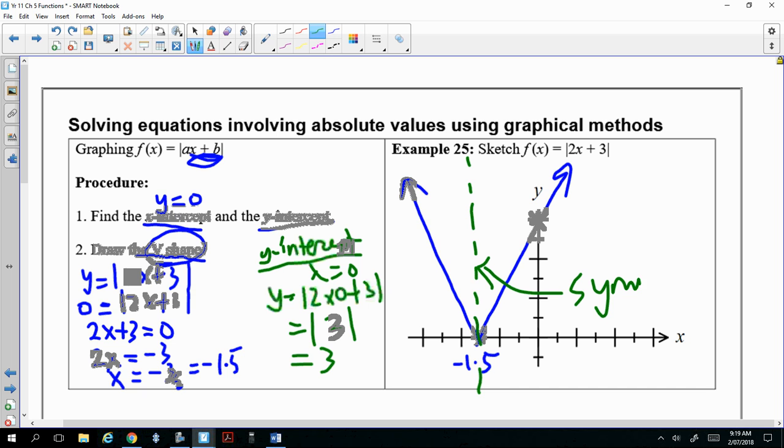All right, well, how do you know that? Watch this. This is 1.5. This is 3. So you just go left 1.5, which is 3. Go up 3. Get it? Yeah, so you can use this symmetry. Try to draw it symmetrical. Negative 1.5, that's your x-intercept. That's this.